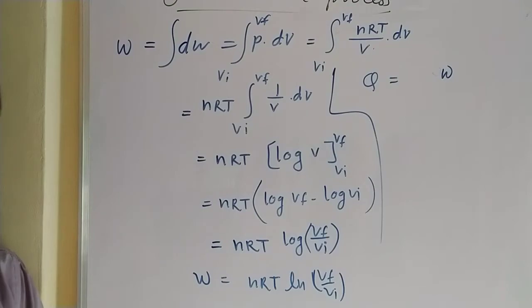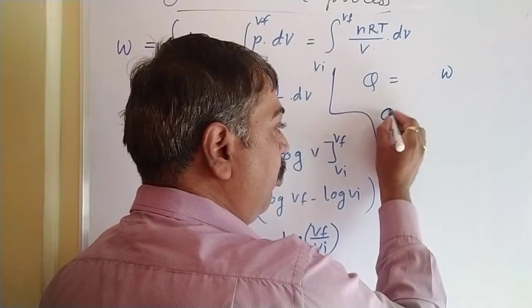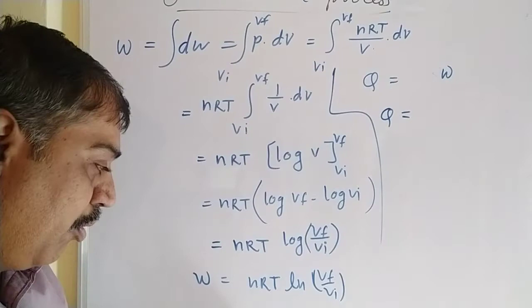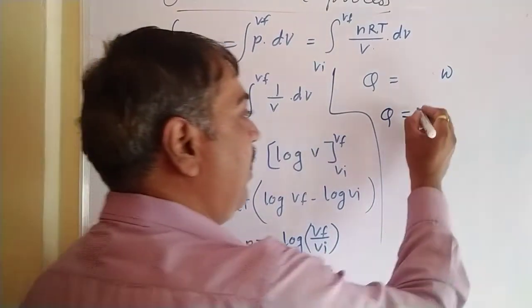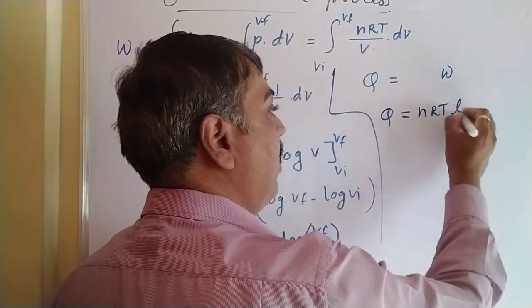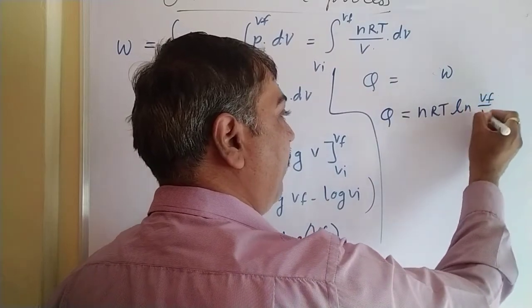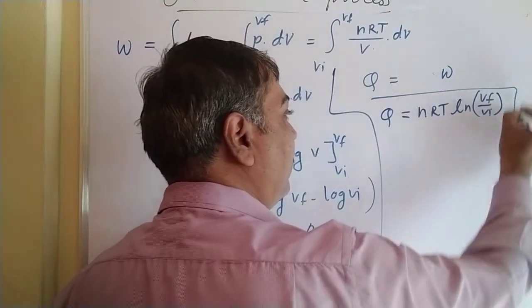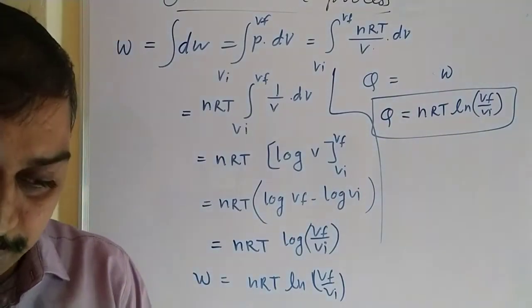So we can write here Q equal to W. We know the value of W, just put it here: Q equal to nRT ln of Vf divided by Vi. So this is the equation for the isothermal process.